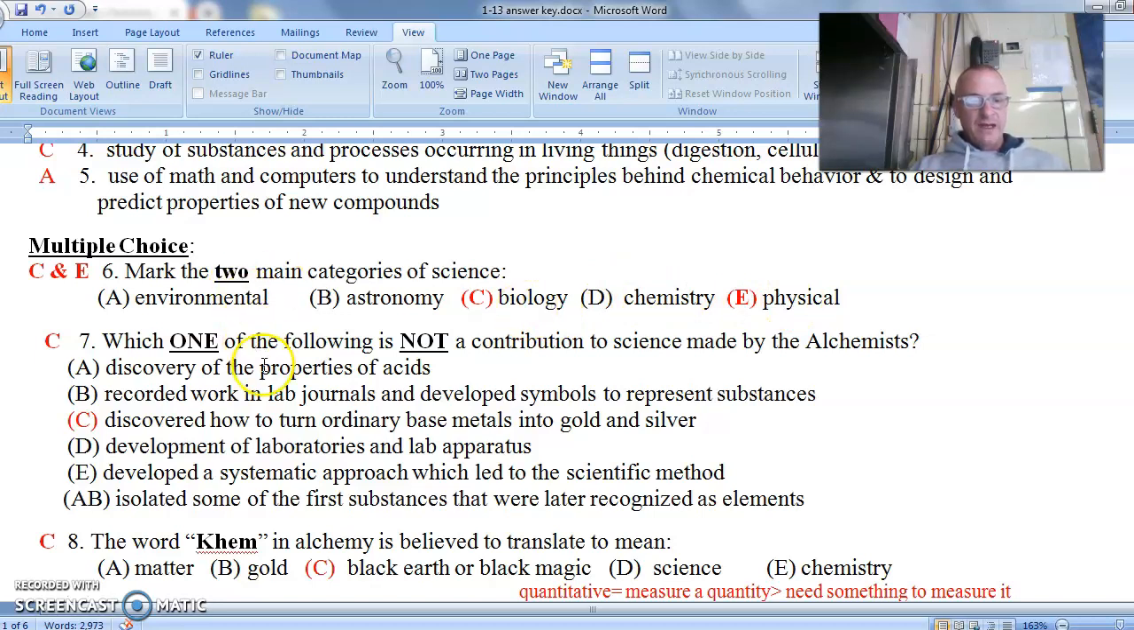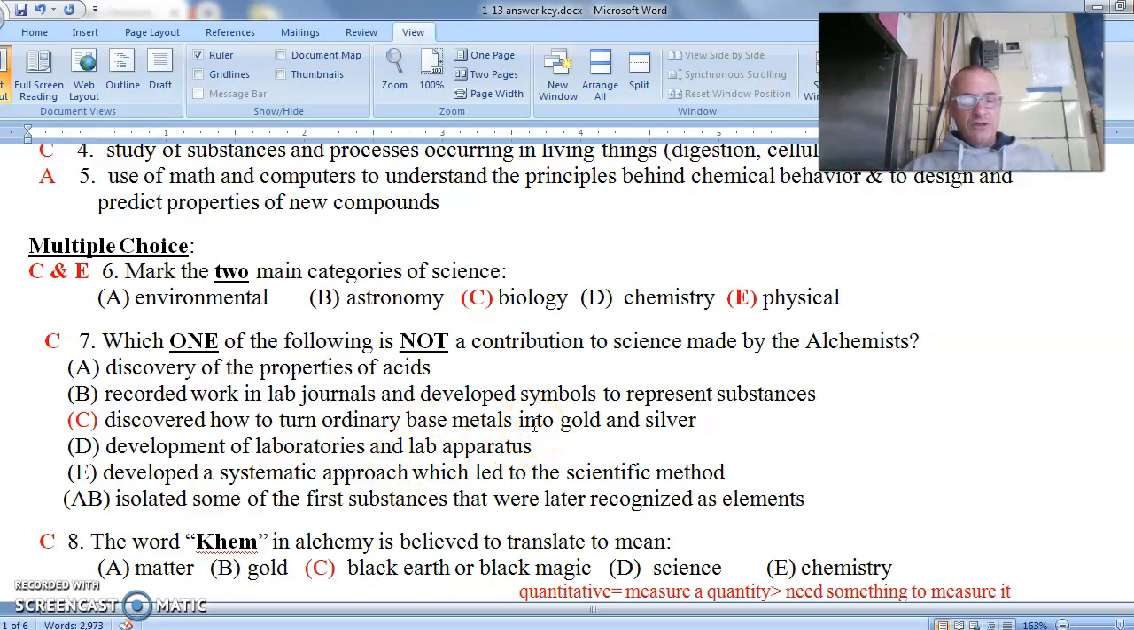Letter C and E. Number 7. Alchemists. The alchemists made many, many contributions to science. However, one of these things they did not ever accomplish, and that was discovering how to turn ordinary base metals into gold or silver. It is something they wanted to do. They wanted to find that mysterious ability to have matter undergo transmutation. Transmutation is the changing of one substance into another substance. They never were able to do that.